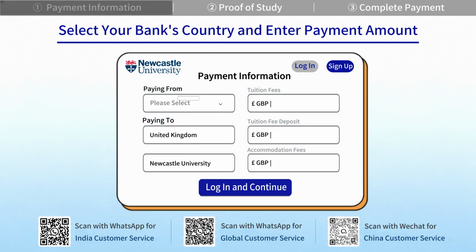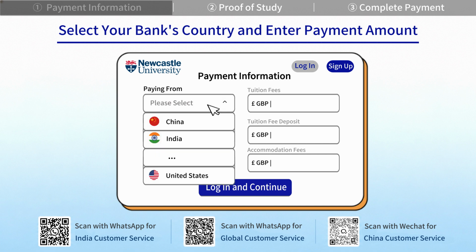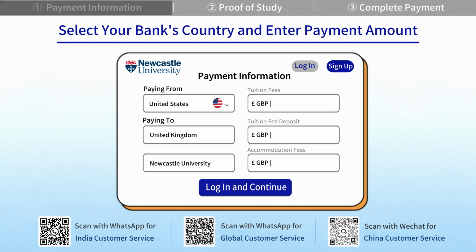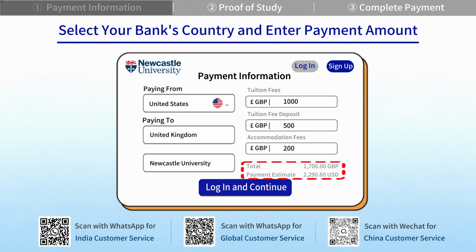The first step is to complete your payment information. Select the country where your bank is located and enter the amount you wish to pay in the corresponding category, such as tuition fees, tuition fee deposit, or accommodation fees. Once entered, the total amount and payment estimate will automatically appear at the bottom of the page. Click Login and continue to proceed.